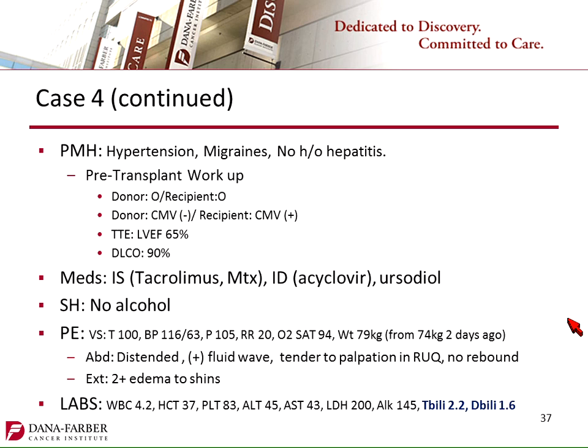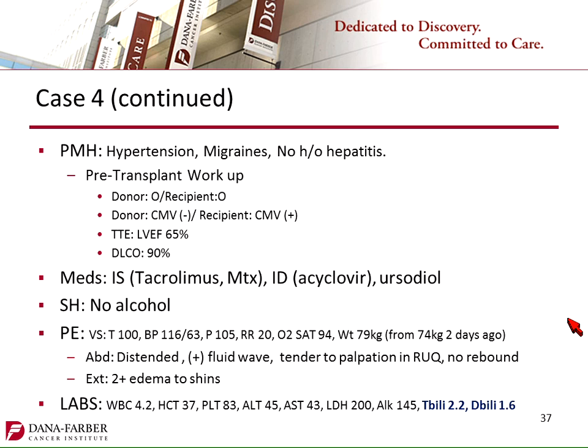Her past medical history is only notable for migraines and hypertension. She has no history of any type of liver disorder. Her and her donor were O negative. She is at high risk for CMV reactivation because she was CMV positive and her donor was CMV negative. And her pre-transplant echo and DLCO were normal. Her immune suppression was tacrolimus and methotrexate. She's on acyclovir for ID prophylaxis and ursodiol for liver protection. She has no history of alcohol use.